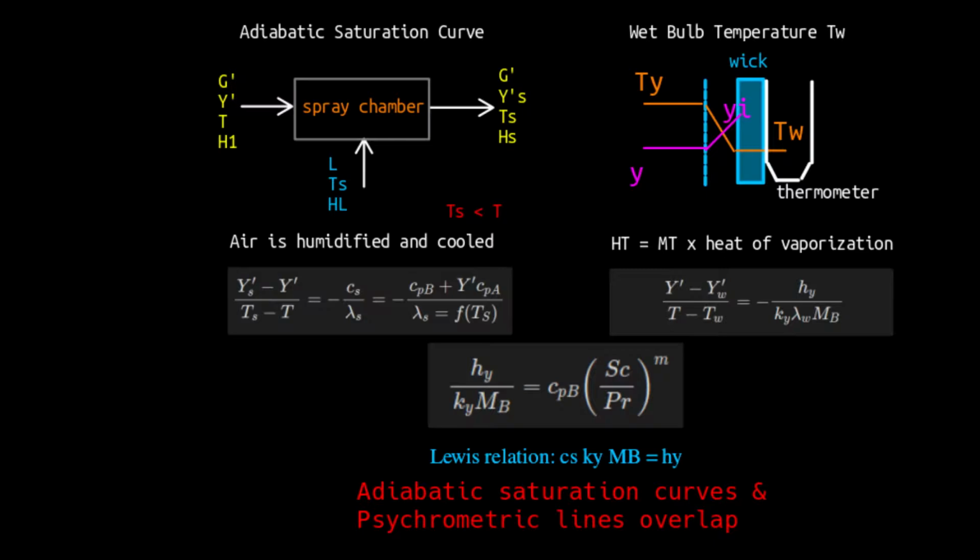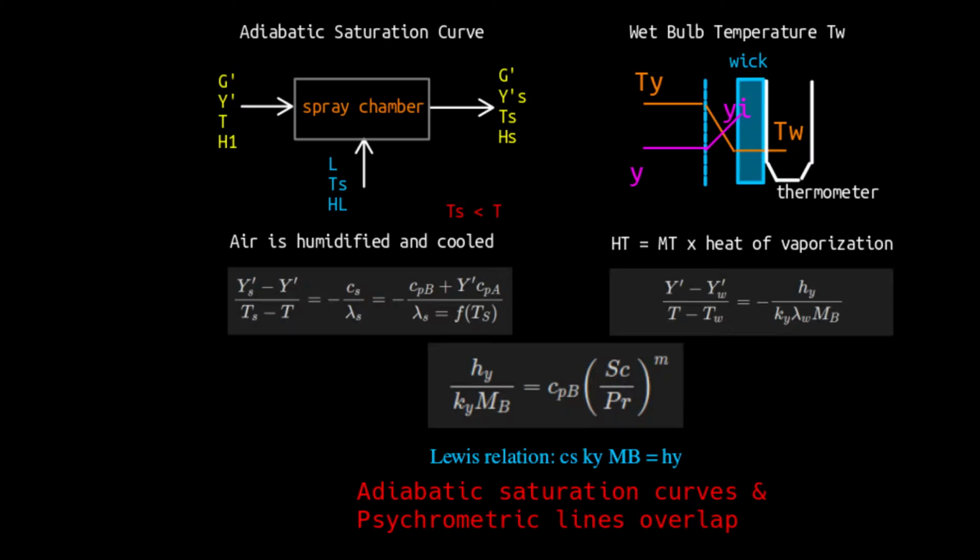Now our hero wonders how to find this Ts without performing this laborious saturation experiment. The wise man replies, fortunately for the air-water system, the adiabatic saturation temperature Ts is the same as the wet bulb temperature Tw. The wet bulb temperature can be determined simply by shaking a thermometer whose bulb is covered with a liquid-soaked wick. Here, when the rate of heat transfer from air to liquid equals the heat needed for evaporation, a non-equilibrium steady-state temperature Tw is attained.